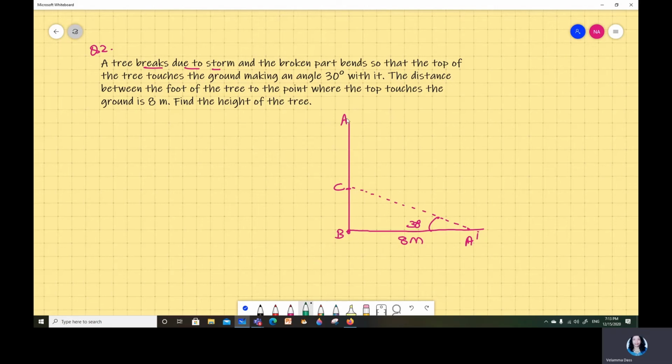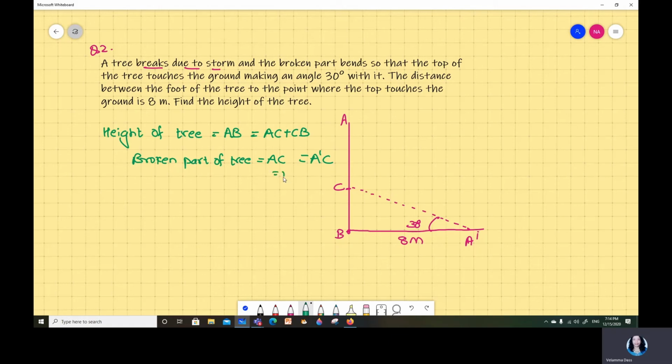So in this case, you have to find the height of the tree. Here we can write that the height of the tree is nothing but AB, and in our case AB is AC plus BC. So the height of the tree is AB, and AB is AC and BC. I'm just giving a small explanation for this diagram. The broken part of the tree is AC, and we can say it is also A dash C. It is one and the same.